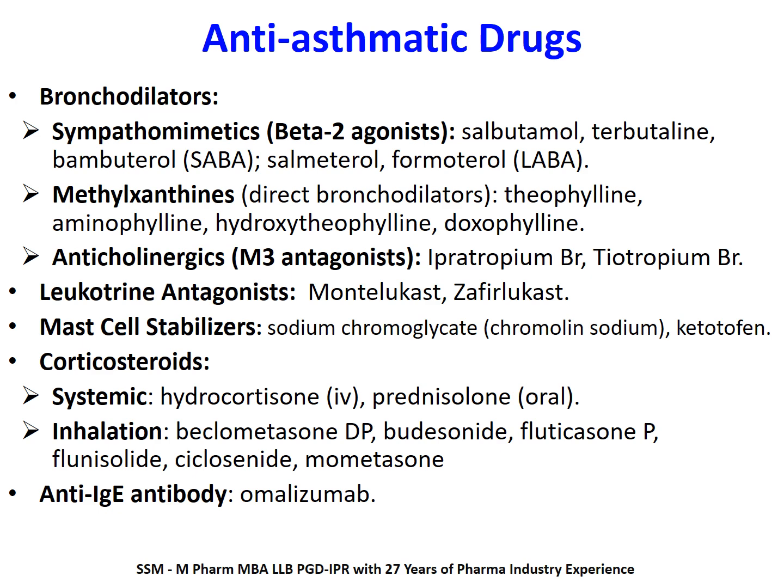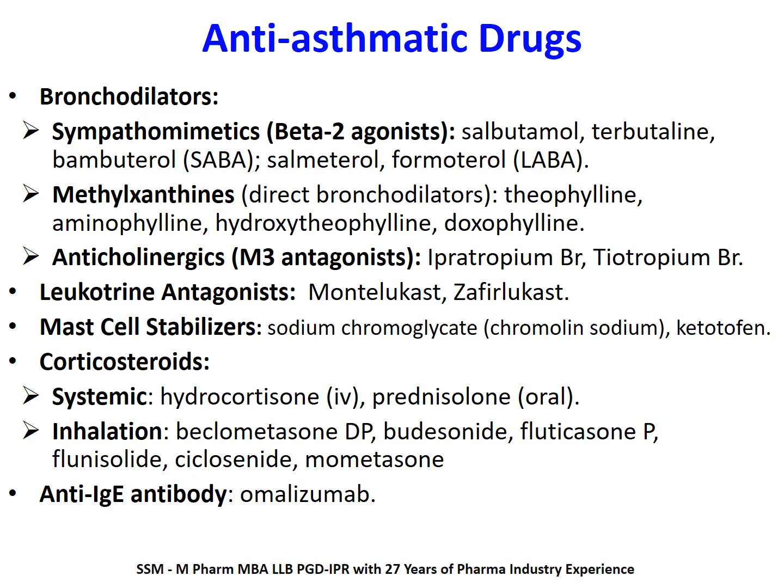Antiasthmatic drugs: bronchodilators, which include sympathomimetics, which are basically adrenergic beta 2 agonists, which include salbutamol, terbutaline, and bambuterol, which are short acting beta agonists, and salmeterol and formoterol, which are long acting beta agonists.